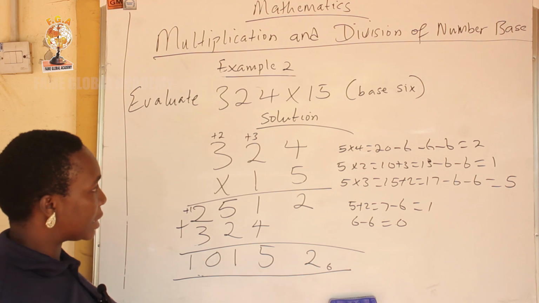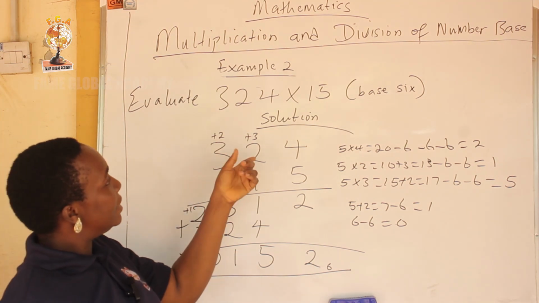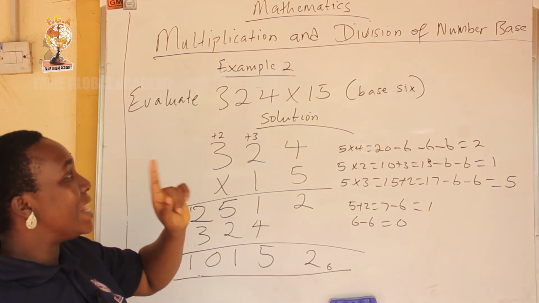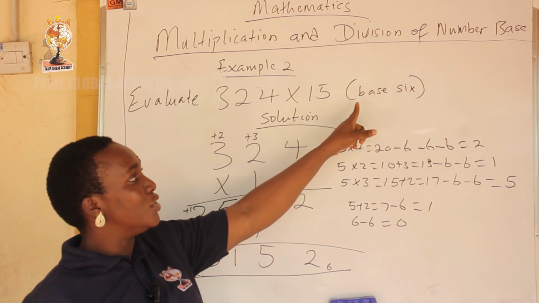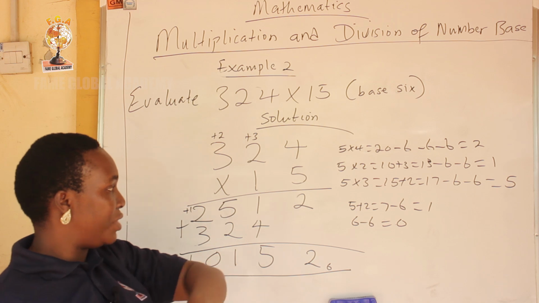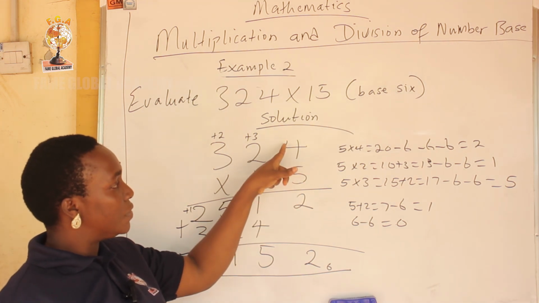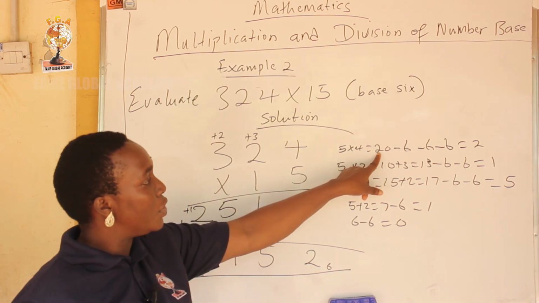10152 base 6. Okay, so let's go through it again. I said when you are multiplying, you make sure you don't have an answer that is up to the base you are working with. If you have an answer that is up to the base, you have to subtract the base to reduce it. Okay, so the first one is 5 times 4, which is giving us what? 20. 5 times 4 is 20.